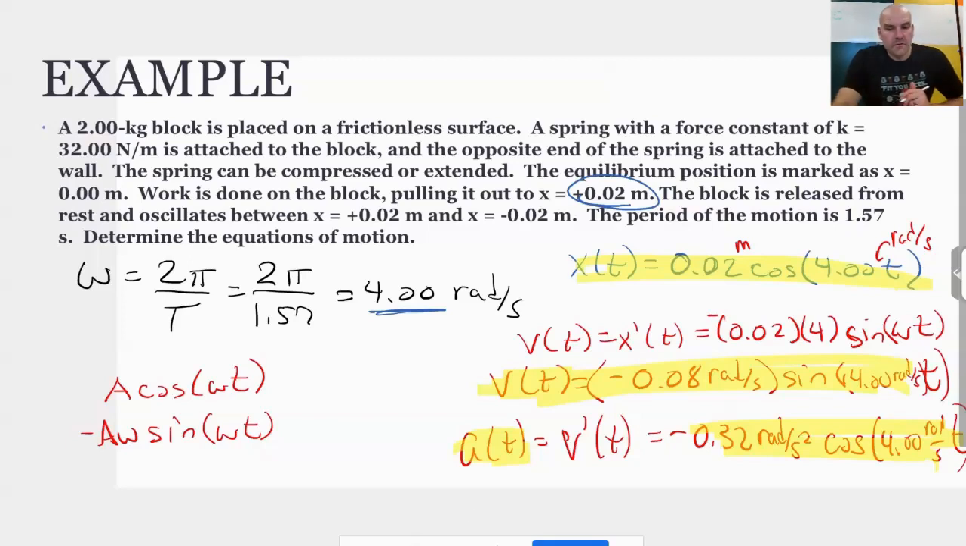Okay. So in the next video, we're going to start looking at the 2 specific types of oscillators, and that's going to be the mass-spring system. And then in the last video, we're going to look at the pendulum.